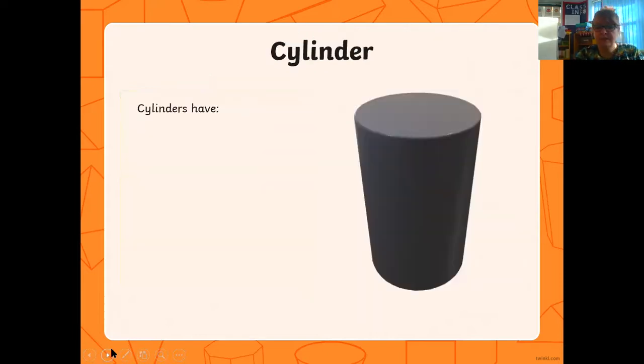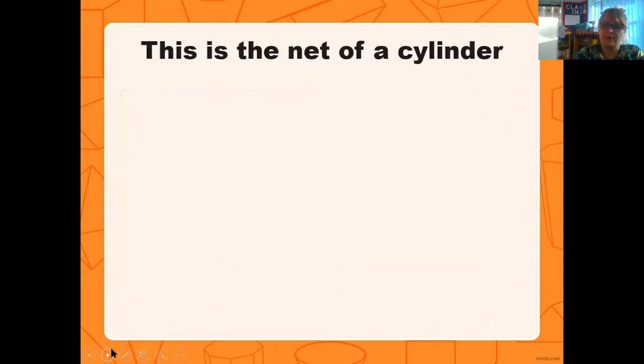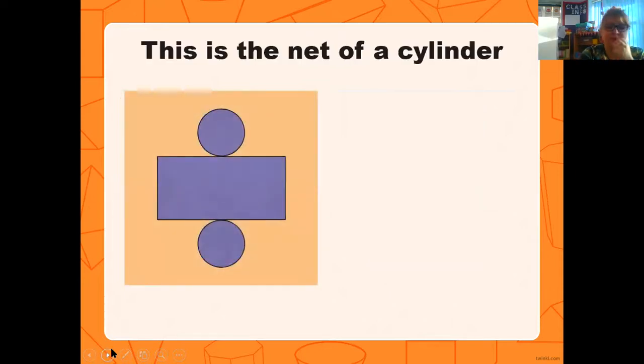Now our cylinder, remember, what's the special word that we used? That's right, it's a curved surface, but it's also got those 2 flat ones that are circular. All right, no vertices on our cylinder. And that's what it would look like. It looks like a division sign if you wanted to make a net and make your own.